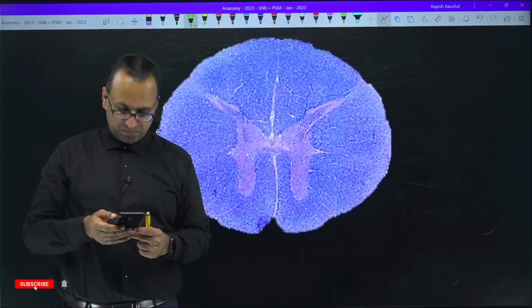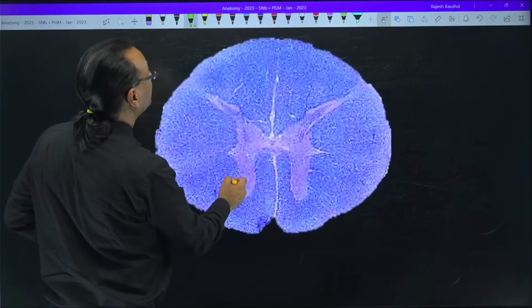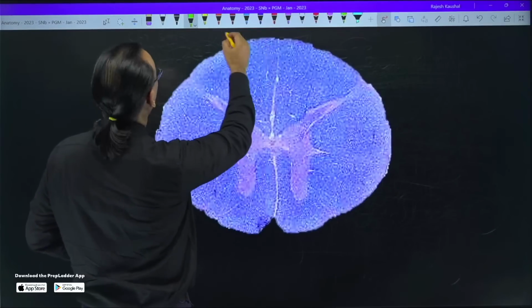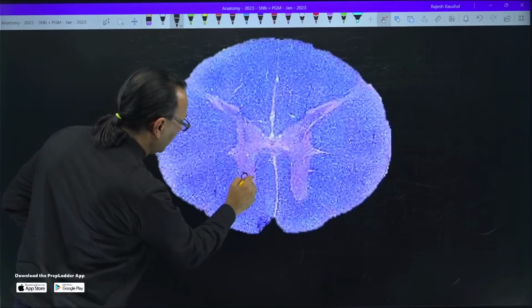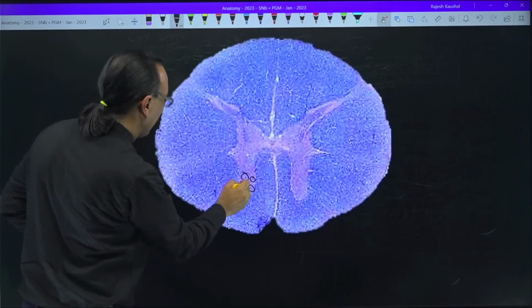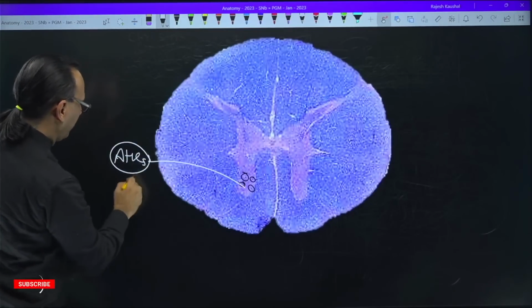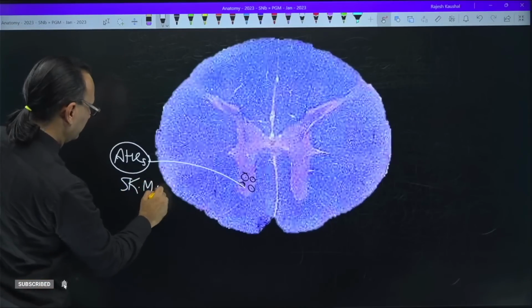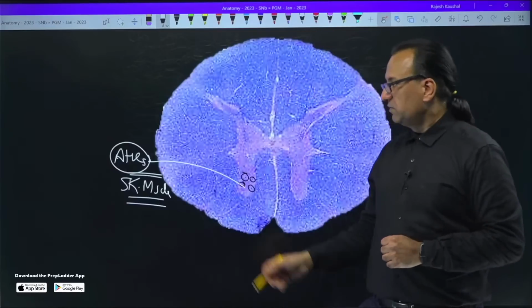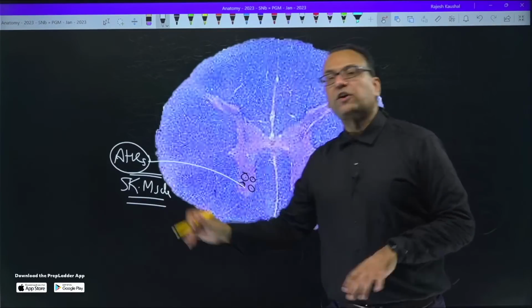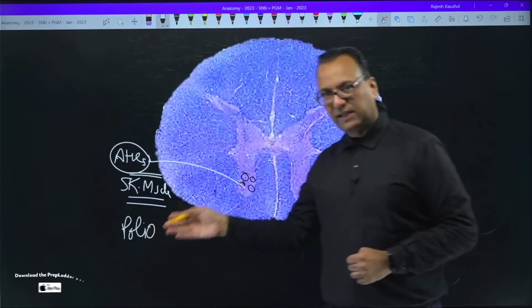Tell me. Yes, it is spinal cord. Now, if you say it is spinal cord, tell me, these anterior horn cells which control skeletal muscles are compromised in poliovirus. Poliovirus will compromise the anterior horn cell.